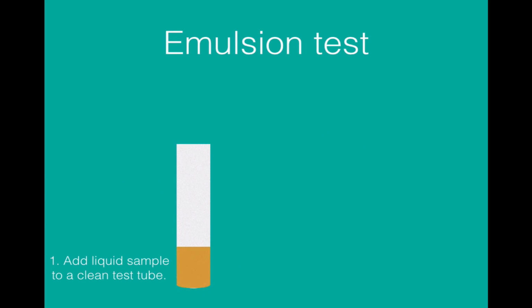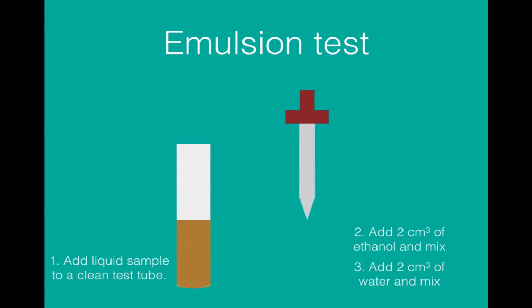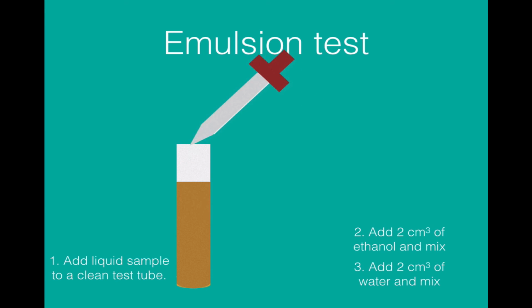The emulsion test tests for fats. So you add a liquid sample to a clean test tube. If you have a solid sample, you will need to put the sample into some ethanol and then use that. You add a couple of centimeters of ethanol and you mix with your sample. You then add water and mix again. When you mix it, if you see a white emulsion forming, lipids will be present inside your sample, so fats and oils.